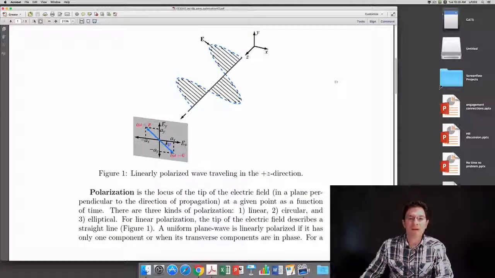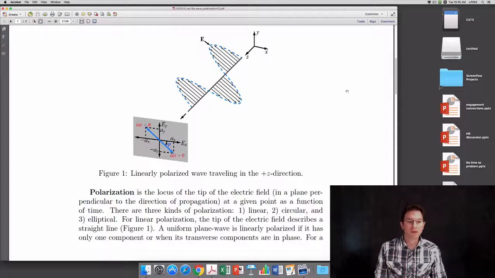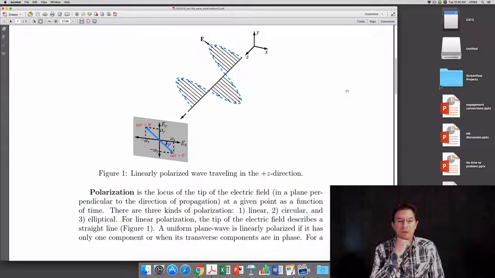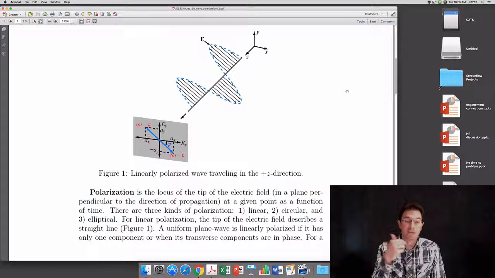Well, what exactly is polarization? Polarization is the locus or the location of the tip of the electric field at a given point as a function of time. Typically, the electric field is in a plane perpendicular to the direction of propagation. There are three kinds of polarization: linear, circular, and elliptical.